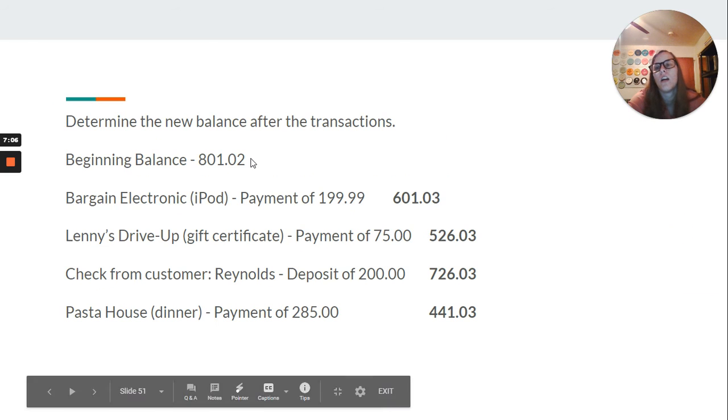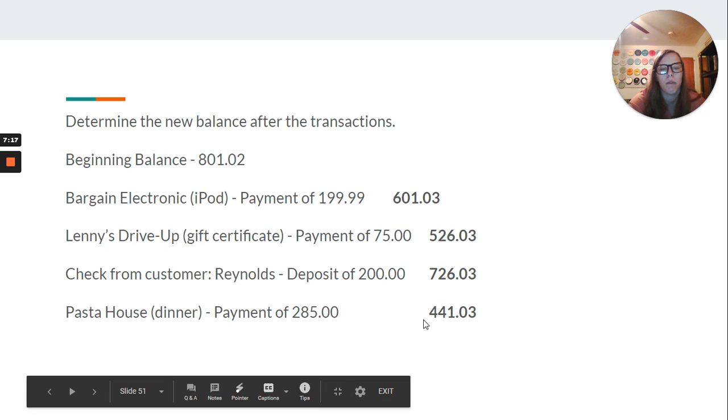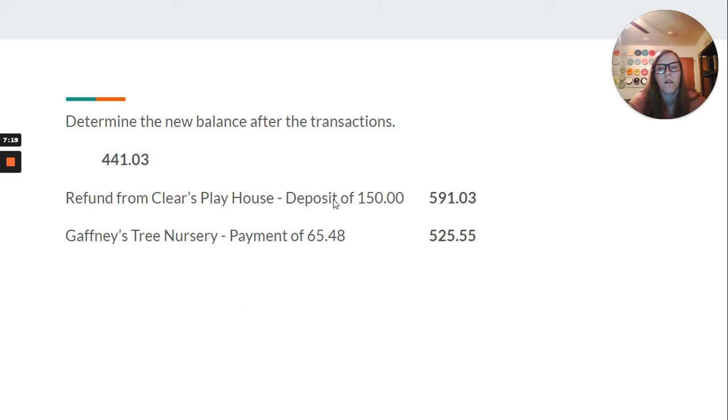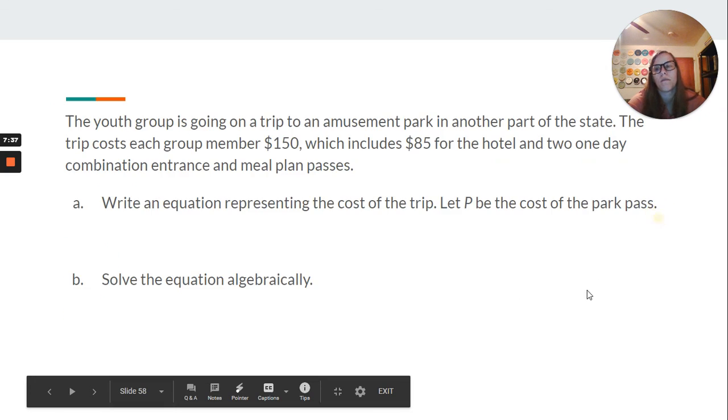Okay. Determine the new balance. This is when we looked at investments. So 801.02 minus 199.99 is 601.03 minus 75 plus 200 minus 285 plus 150, and then minus 65.48 again is the final total of 525.55. Solve the equation. So we subtract 4 on both sides. Our new equation is 5x equals 15, or divide by 5, and we get x equals 3.